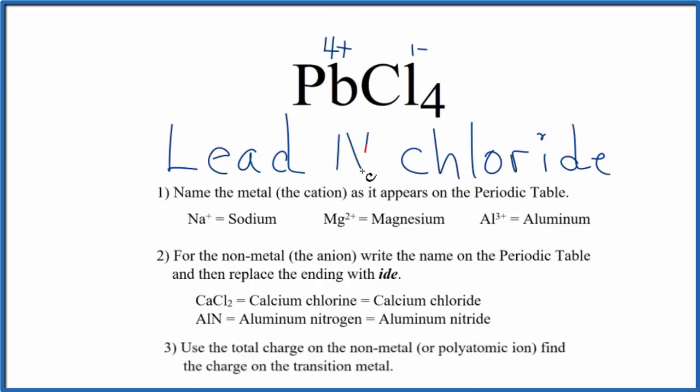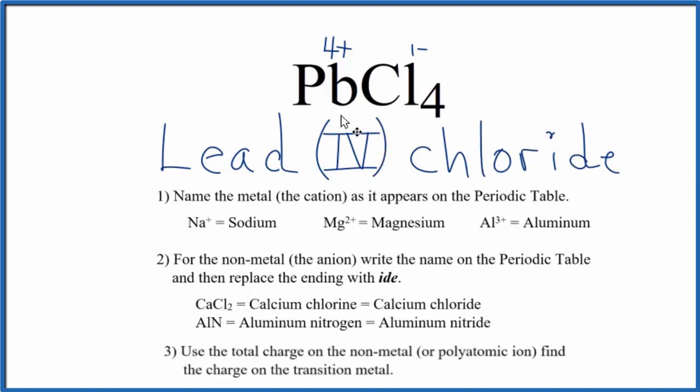We write the Roman numeral 4, and then we're going to put parentheses around it. So the name for PbCl4 is lead(IV) chloride. Note, sometimes you'll also hear this called lead tetrachloride, but lead(IV) chloride, that's the official name.